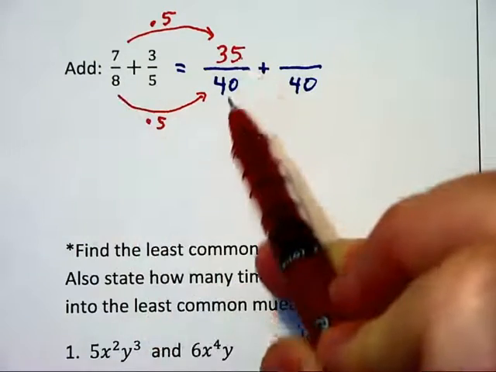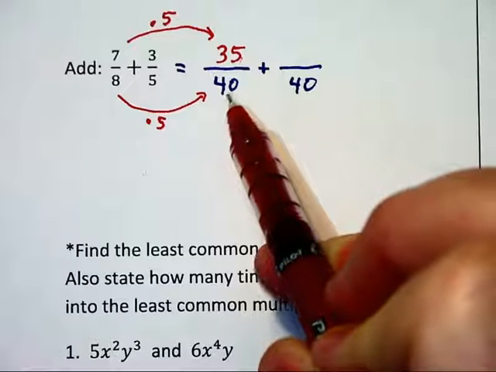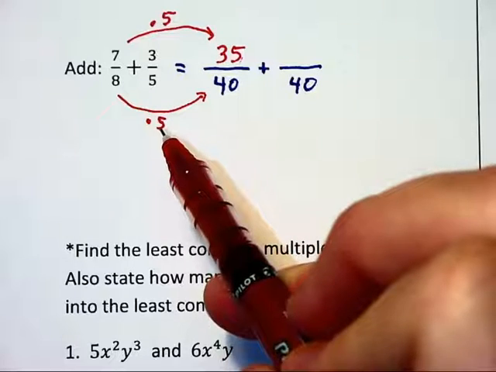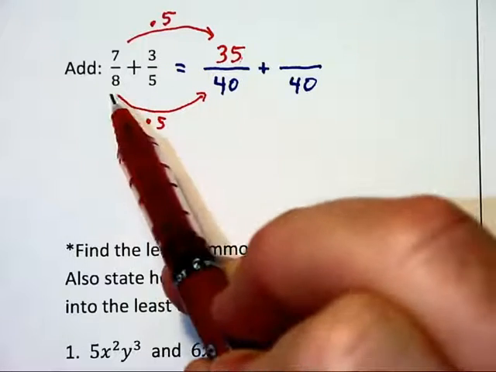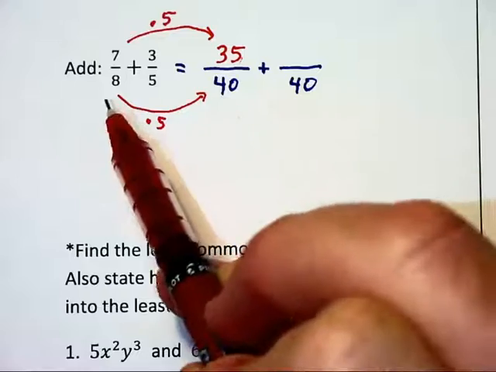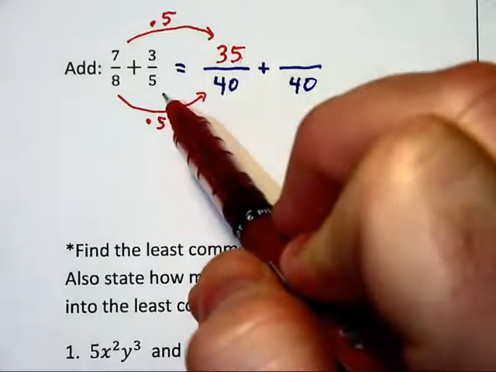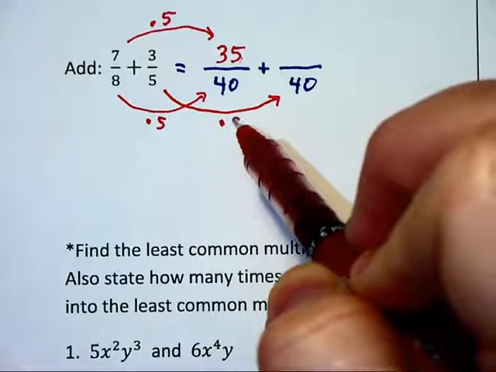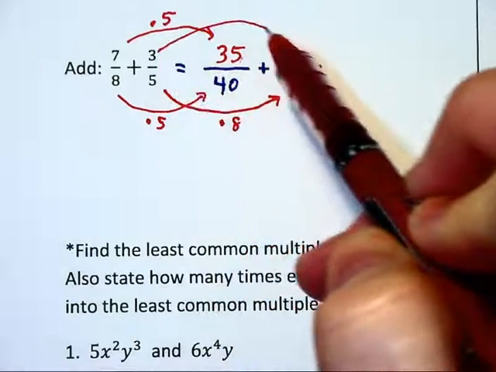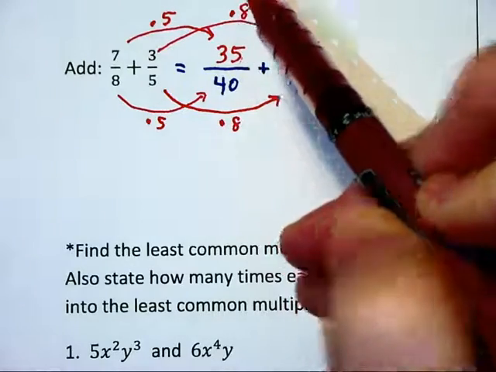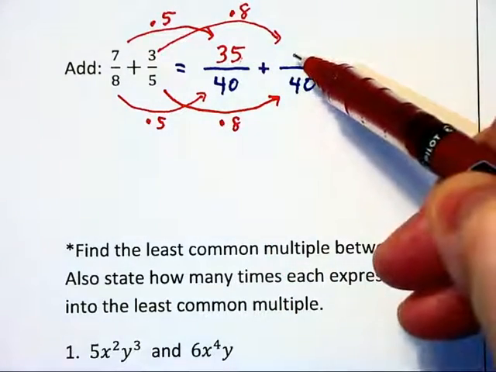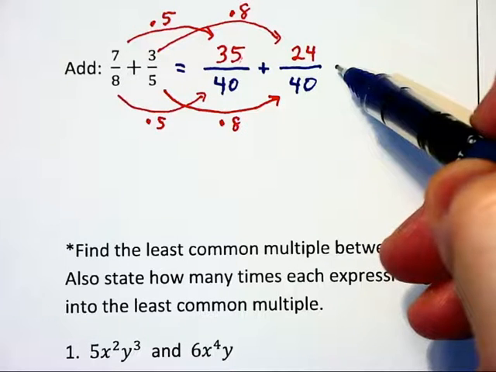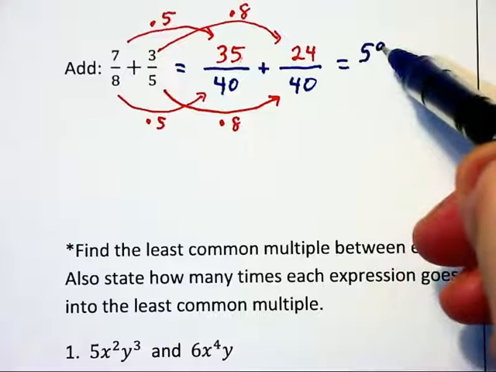7 over 8 is equal to 35 over 40. They are equivalent fractions. We've multiplied by 5 over 5, which is equal to 1. And anytime you multiply by 1, the value of what you have is equivalent to what you began with. Now, in this second fraction, the denominator changes from 5 to 40 because we're multiplying by 8. So we multiplied the 3 by 8 up in the numerator also, and that gives us 24. Now we can add together and get 59 over 40.